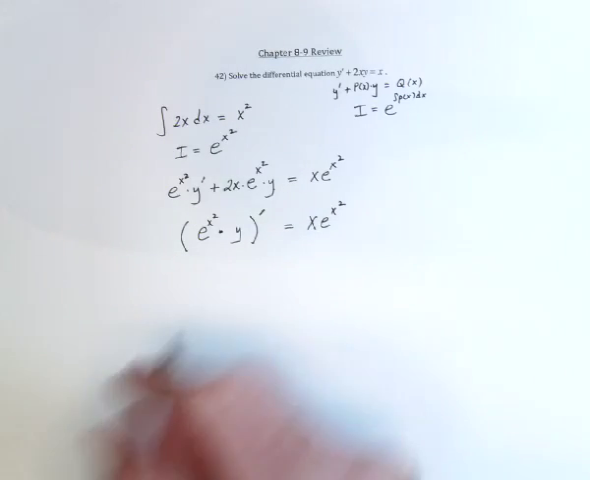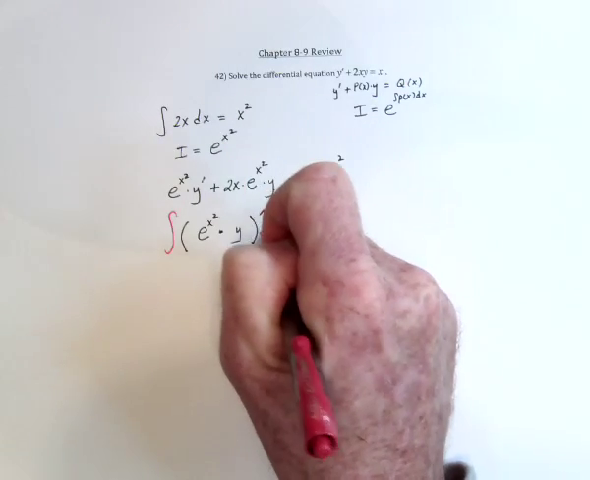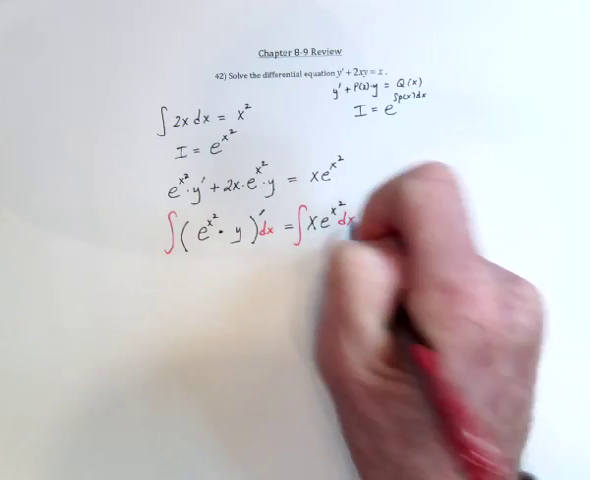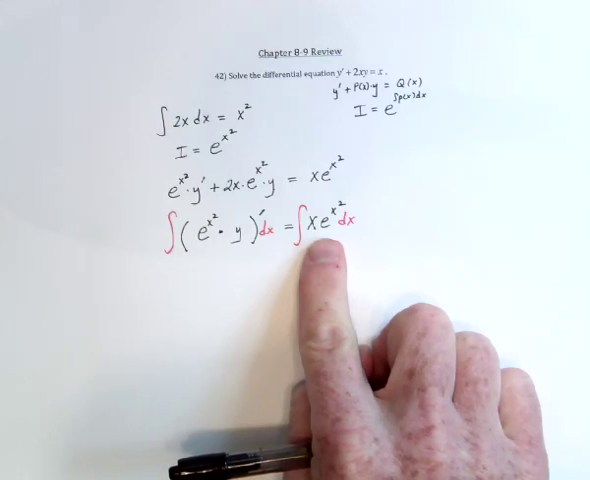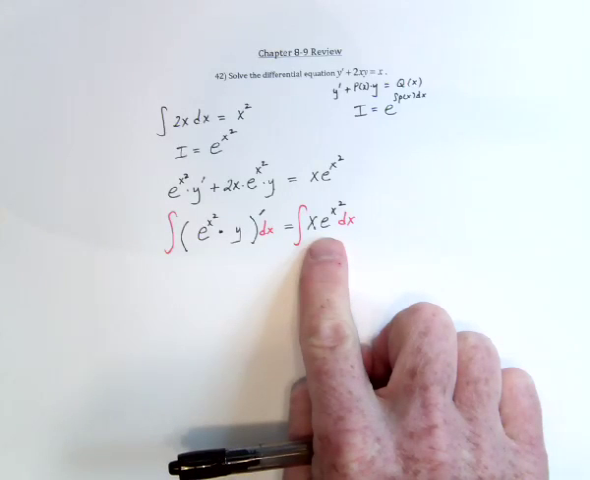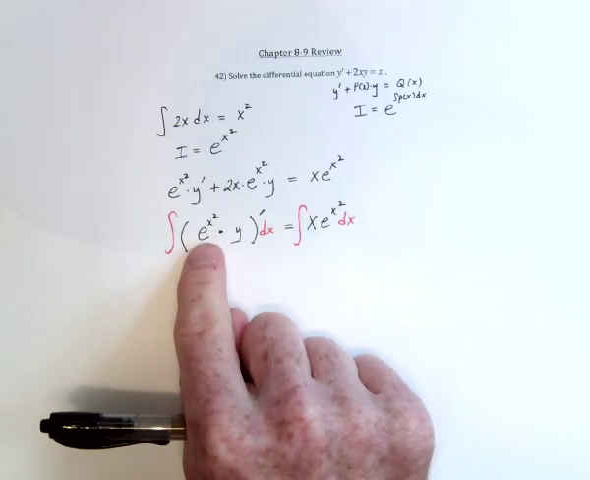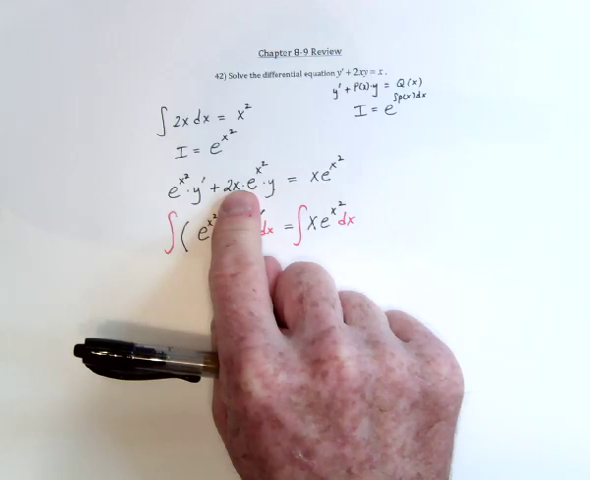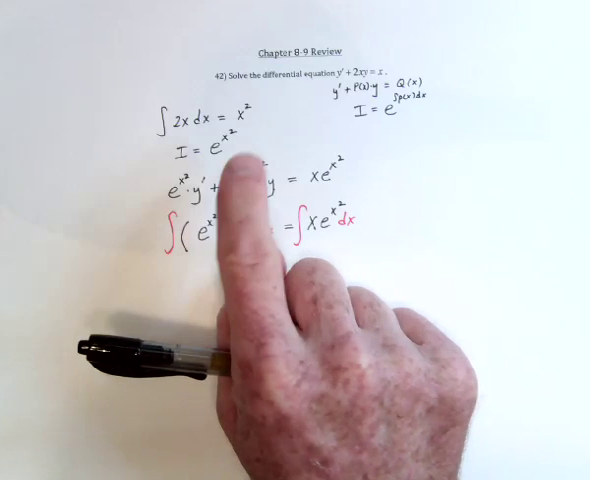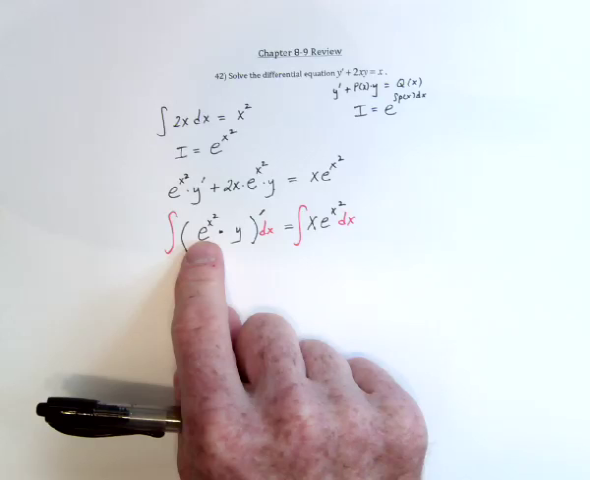And now integrate both sides. On the right hand side, this is a pretty straightforward u substitution, or another way to look at it is the derivative of this is this with a 2x in front. So in other words, going backwards, the integral of this would be just the e function.